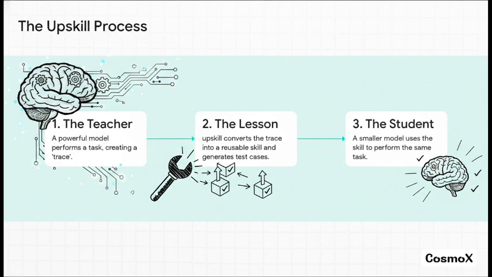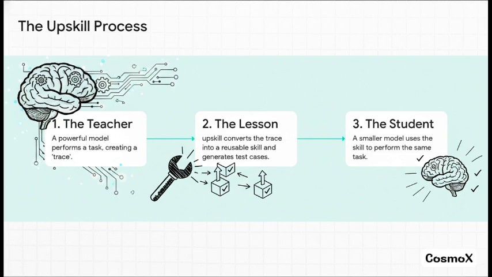This is our big, smart model, and you give it a complex problem to solve. As it's working, it leaves behind a trace, which is basically a recording of everything it did. Second, the Upskill tool comes in and takes that trace and distills it down into a reusable skill. That's our lesson. And super importantly, it also creates tests to make sure the lesson is actually correct.